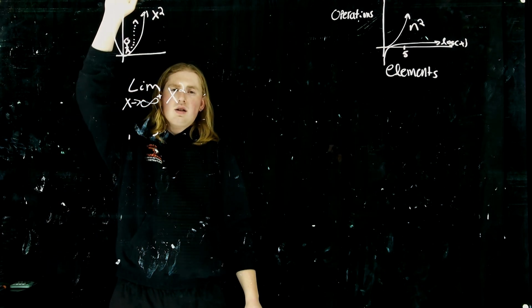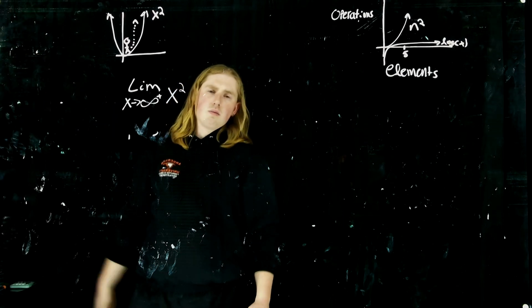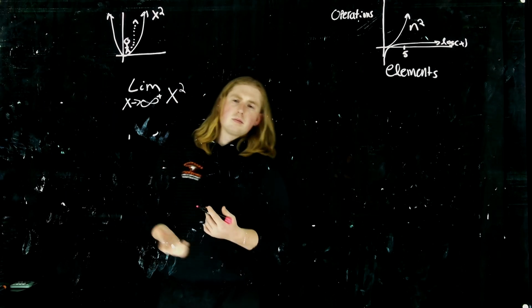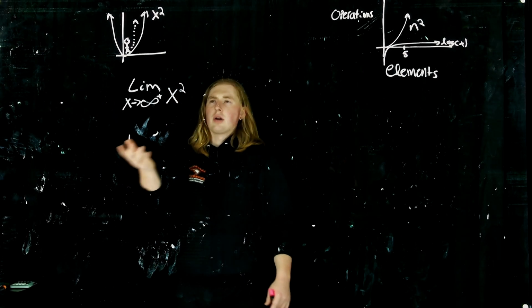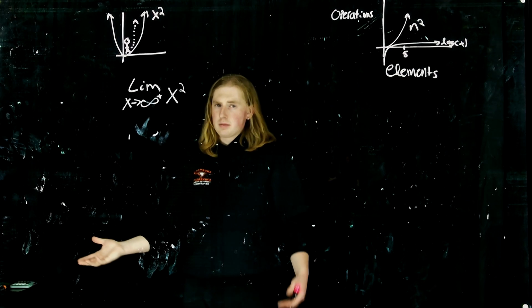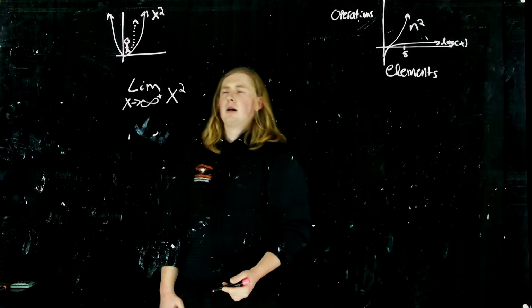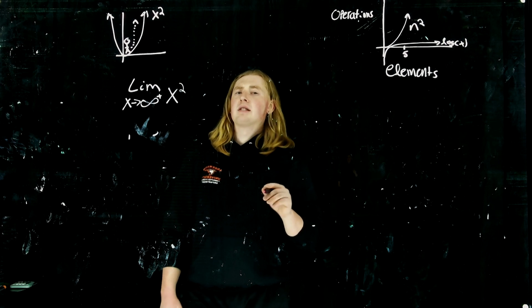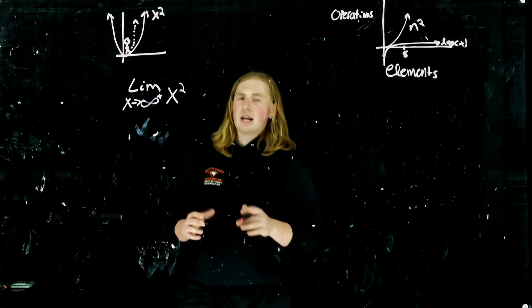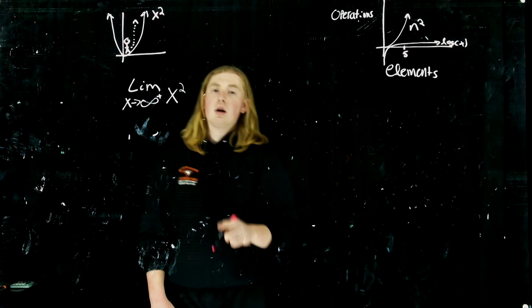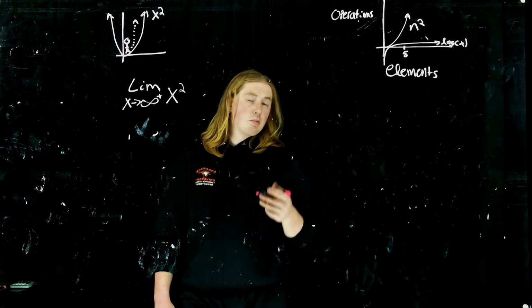He's going off to this. He's going up this hill, and he's going off somewhere. Where is he going? Well, he's obviously going to infinity. But how fast is he getting there? Or how fast is x squared going to infinity? Another thing limits can tell is speed.